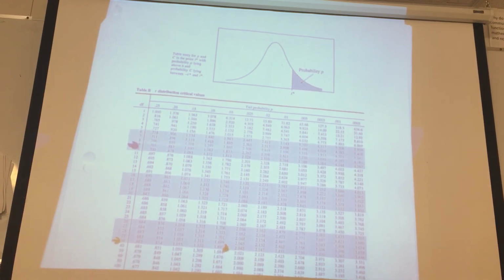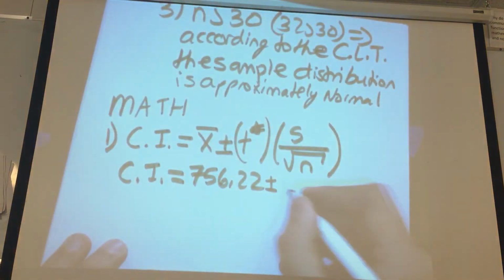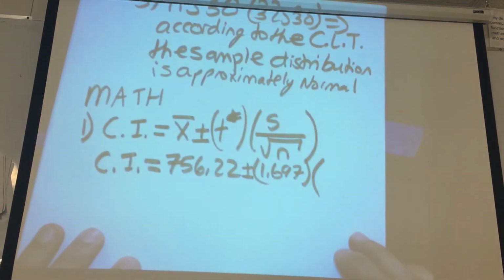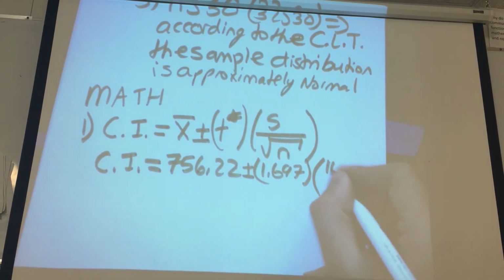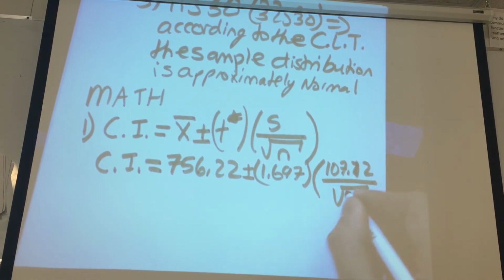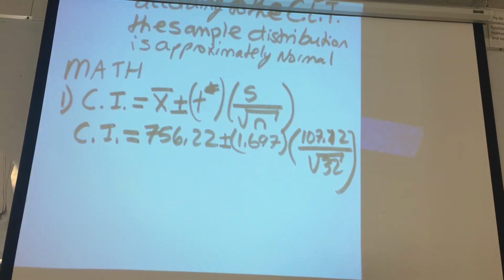Do you all agree? Please verify. Don't just say, yes, I agree. 1.697. All right, 1.697. The s, standard deviation they gave me, 107.12 divided by square root of 32. Okay, this is where we go to the calculator.